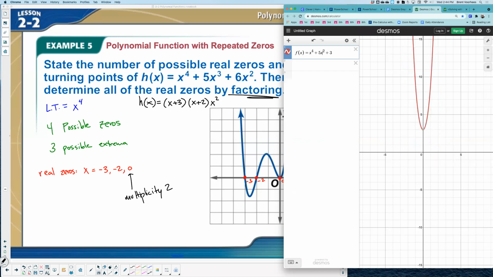Plus 5x cubed plus 6x squared. Okay, here's the equation they gave me. And now I want to type in exactly what I just rewrote down, that it's going to be x plus 3 and x plus 2 and x squared. And I messed this up, didn't I?